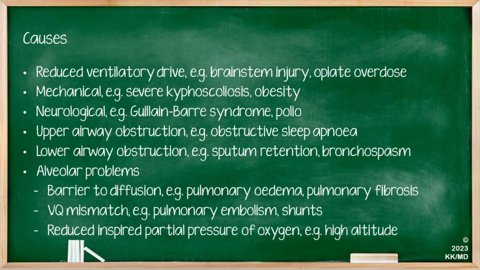Fifth, if there is a problem with lower airway obstruction, for instance, in the case of sputum retention or bronchospasm. And sixth, if there is any alveolar problem. And that can then be further subdivided into if there is a barrier to diffusion, such as in the case of pulmonary edema or pulmonary fibrosis. Or if there is a case of a VQ mismatch in the case of shunts or pulmonary embolism, or if there is reduced inspired partial pressure of oxygen, for instance, in the case of high altitude.